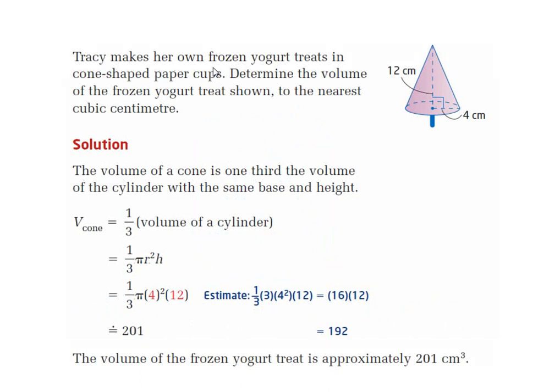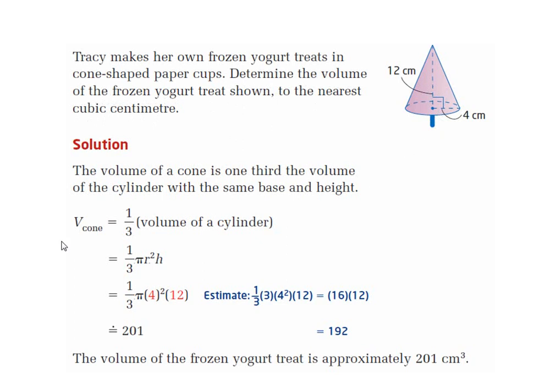Tracy makes her own frozen yogurt treats in cone-shaped paper cups. You have already used not millions, not thousands, at least hundreds of such cone-shaped paper cups, right? Okay. Determine the volume of the frozen yogurt treat shown to the nearest cubic centimeter. Okay. So calculate the volume of this shape. So how do we calculate it?